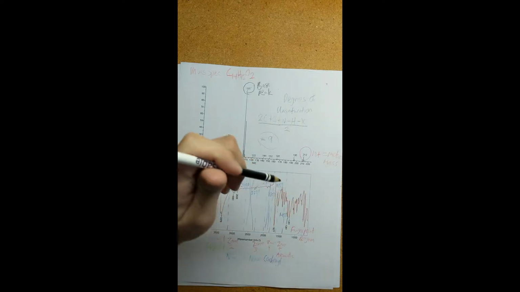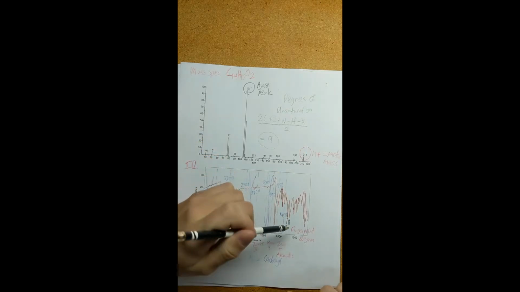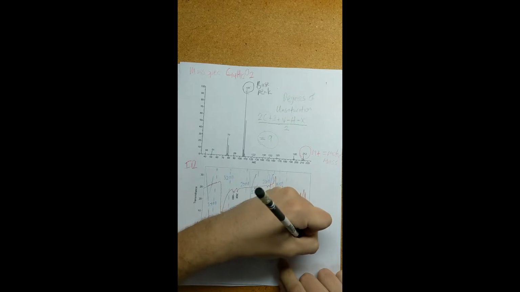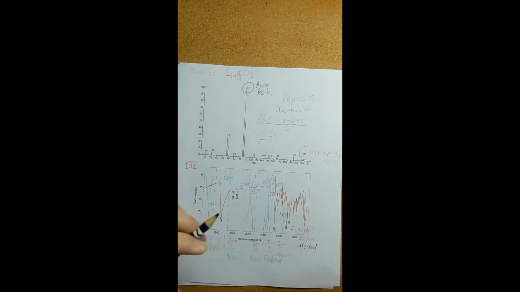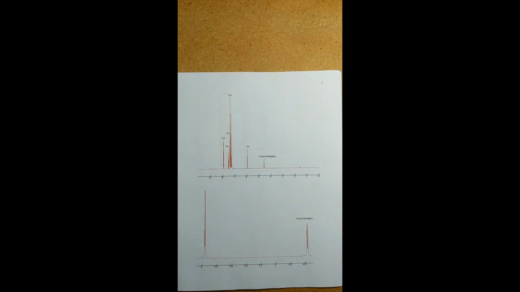Typically one doesn't need to read into the fingerprint region, but since we have such strong peaks here at 1261 and 1201, I went ahead and looked into that, and that also points to the presence of an alcohol. So now that we have completed mass spec as well as IR, we are going to move on to proton NMR, arguably the most important part of this whole process.